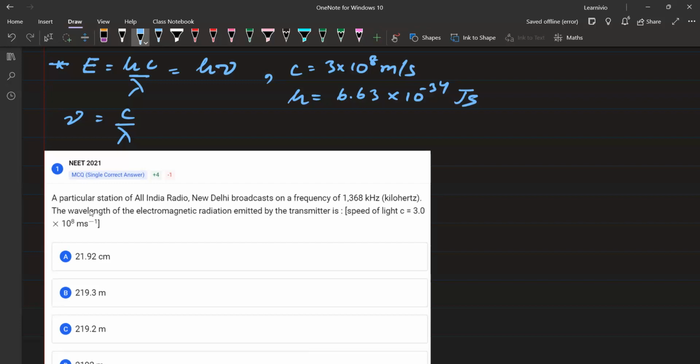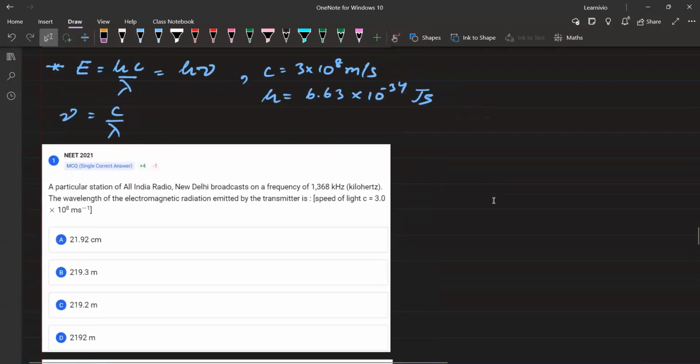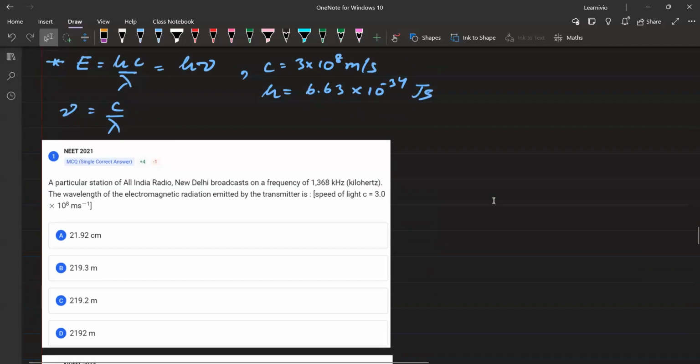Please try this. Write the formulas and everything. A particular station of All India Radio immediately broadcasts a frequency of 1368 kilohertz. The wavelength of the electromagnetic radiation emitted by the transmitter is?